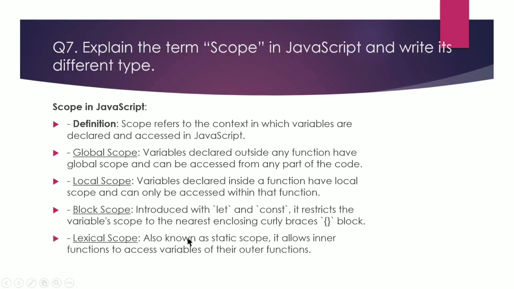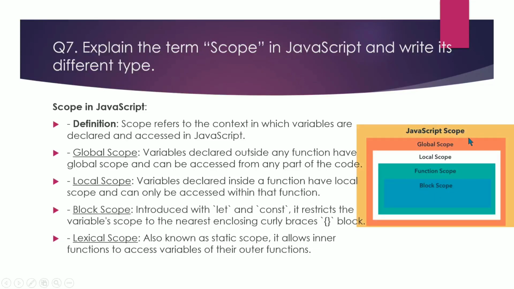Lexical scope, also known as static scope, allows inner functions to access variables of their outer function. Suppose you have an outer function and inside that you have an inner function. The variables declared in the outer function can be accessed inside the inner function also. This fundamental concept is known as lexical scope. I think you got the point of what I'm trying to say. So this is the hierarchy of the scope: global, local, function, and block. Let's move ahead.